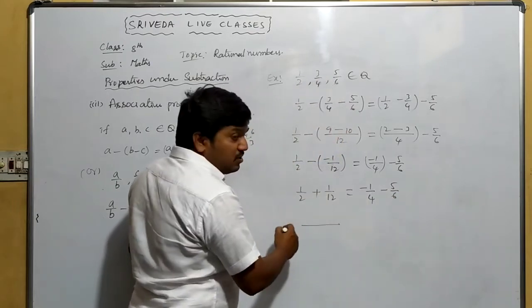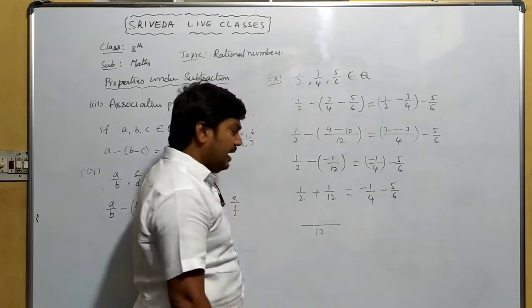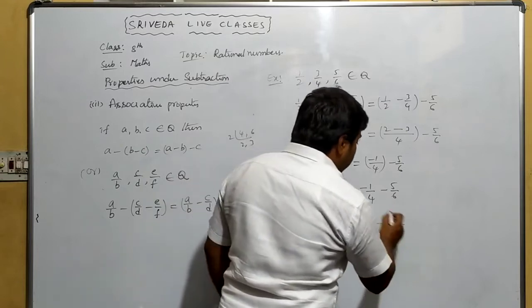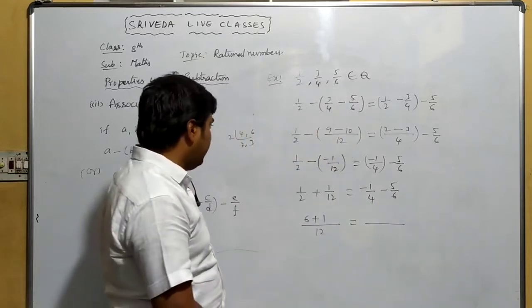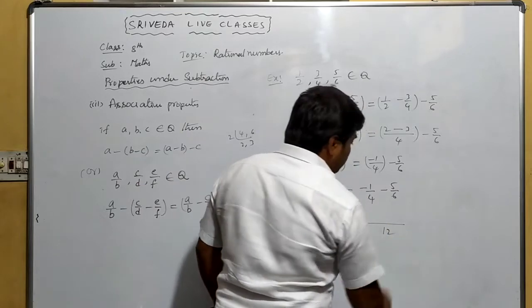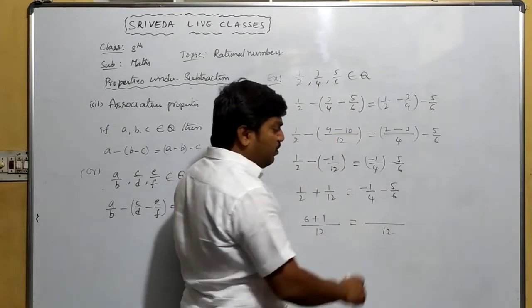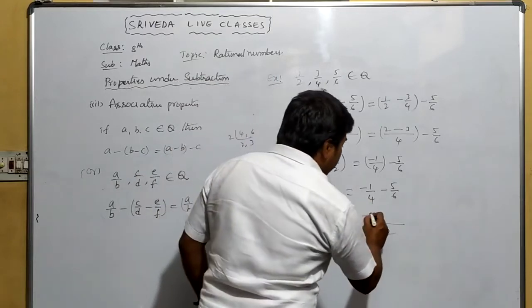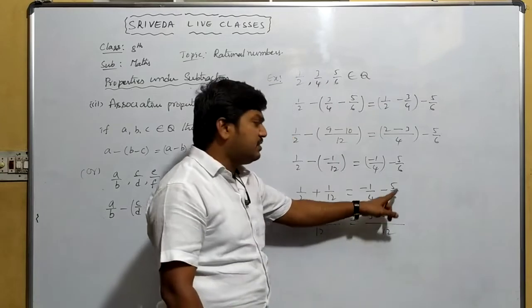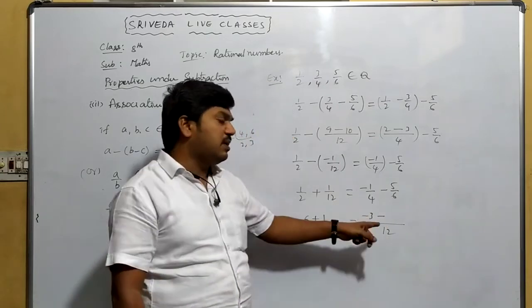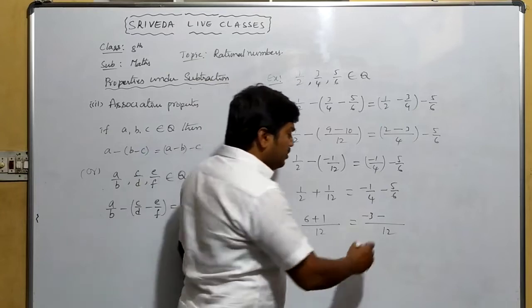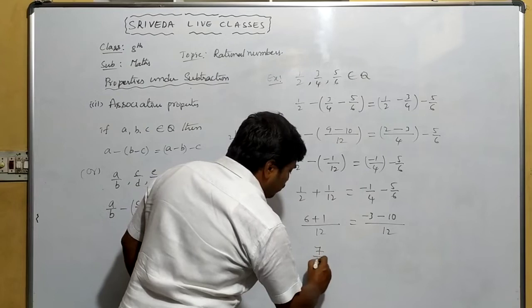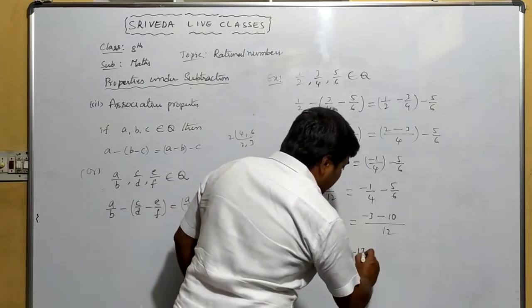Okay, what is the LCM of these two? 2 and 12, 2 6s are 12, so 12 is the LCM. So here 6 plus 1. For 4 and 6, the LCM is 12, so minus 1 by 4 into 12, 4 3s are 12, so minus 1 into 3 is minus 3, minus 5 by 6 into 12, 6 2s are 12, so 5 2s are 10. So now 6 plus 1, 7 by 12 equal to minus 13 by 12.